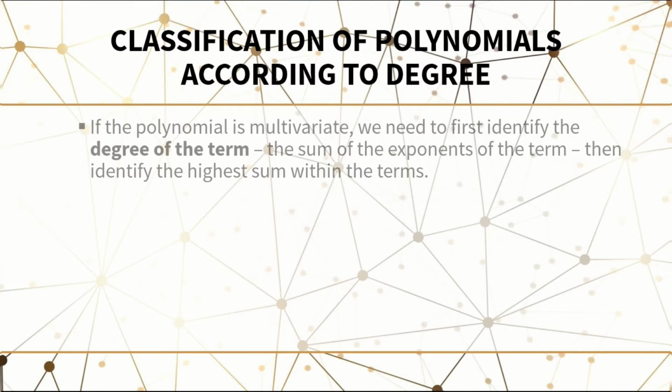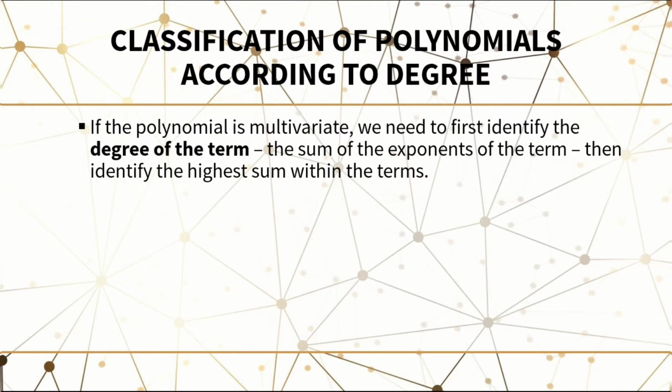Paano naman kapag multivariate? So, meron tayong tinatawag na degree of the term which is yung sum ng exponents ng term. So, kailangan muna natin pag-addin lahat ng exponent values ng mga variables. Yun yung degree of the term niya. Pagkatapos, kukunin natin yung pinakamataas sa sum sa buong polynomial. Kung alin yung pinakamataas sa sum, yun yung kanyang degree of a polynomial.